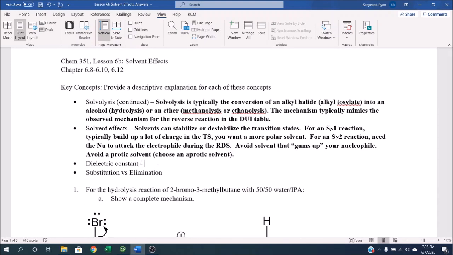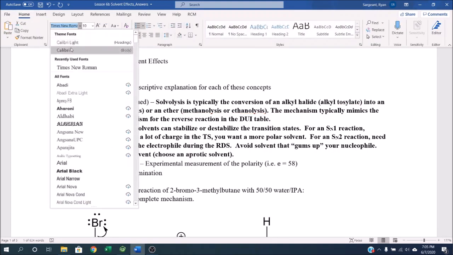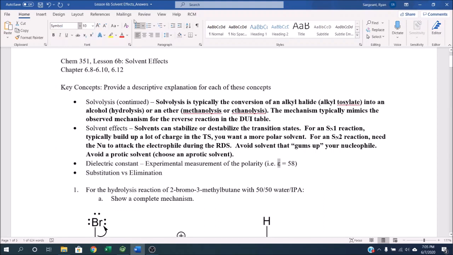The dielectric constant is an actual measurement. It's a laboratory experimental, let's call that measurement of the polarity, i.e. we use the epsilon symbol is equal to some numerical value, like 58. And let's see if symbol font will work for me on this one. Yep, there we go. Epsilon is equal to 58. That's typically how we report the dielectric constant.